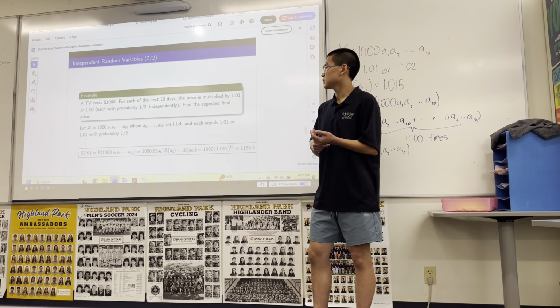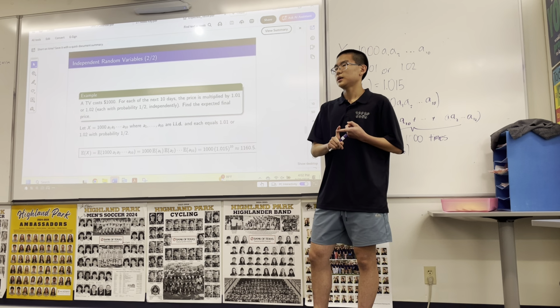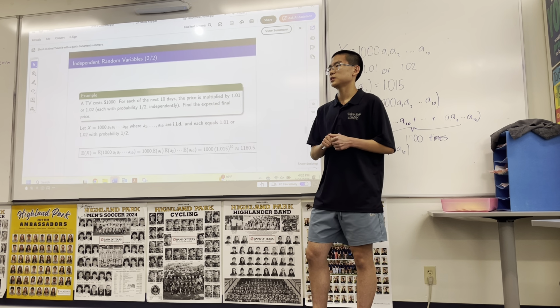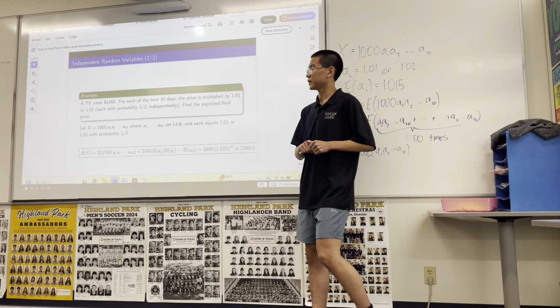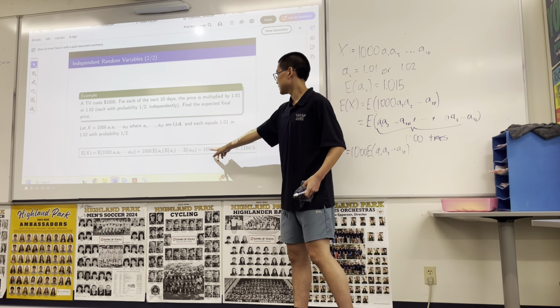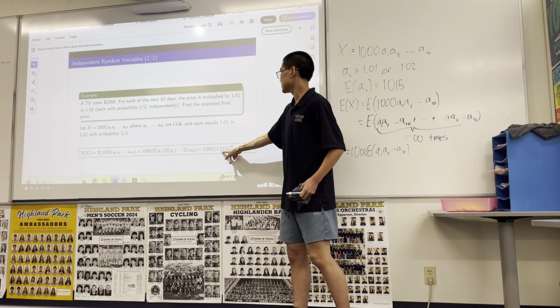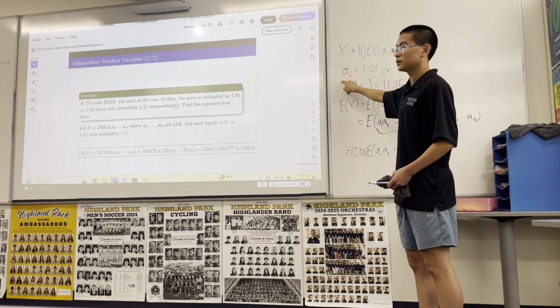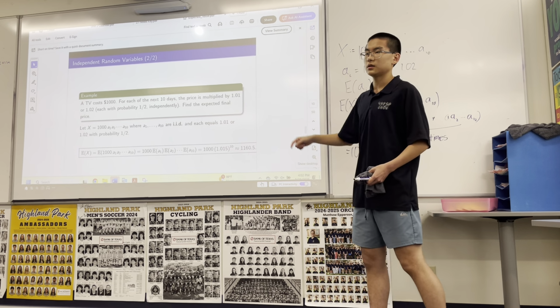If the price increased by 1% on the first day, it doesn't mean that it's more likely to increase by 1% on the second day. Each of them is independent from each other. They're all equally likely every day. So that's why the final price is equal to 1000 times 1.015, that expected value we calculated in the beginning, to the power of 10, because there's 10 days.